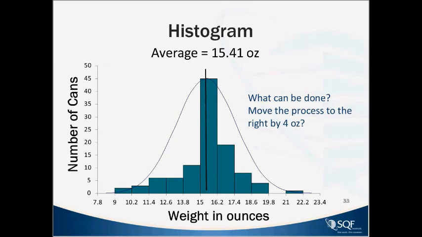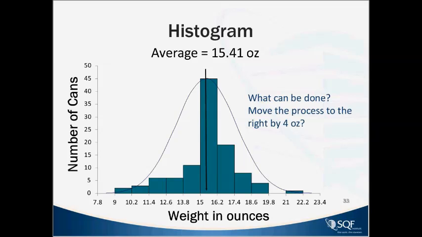Maybe we want to move it to the right by 4 ounces. So rather than our target being 15.41, we're going to change whatever we have to in the process to make it 20.41. And when they do that, it actually shifts over to the right a little bit more. We're going to look at that, but right now, this is what they've got to deal with.